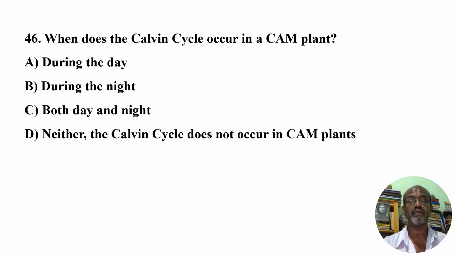When does the Calvin cycle occur in a CAM plant? Of course, whenever there is light, during the day. The Calvin cycle occurs during the day, because for carbon fixation and sugar synthesis you need the products of the light reaction. During the night time, they open stomata and take carbon dioxide and store it in their vacuole in the form of malic acid.